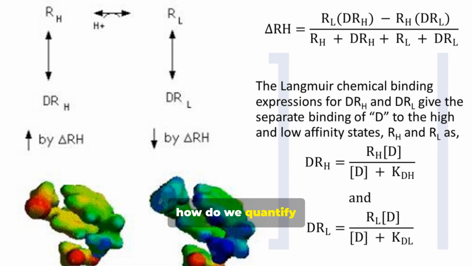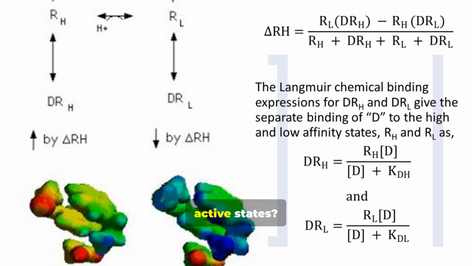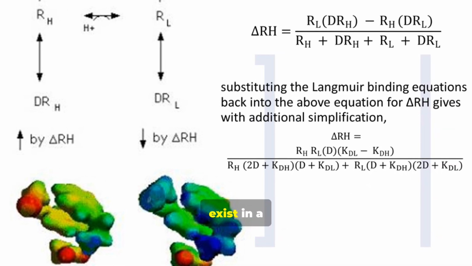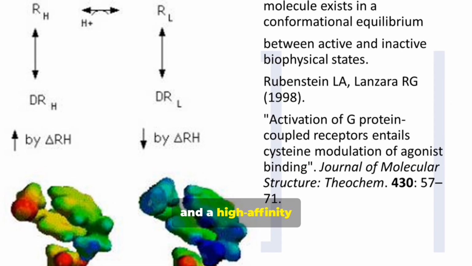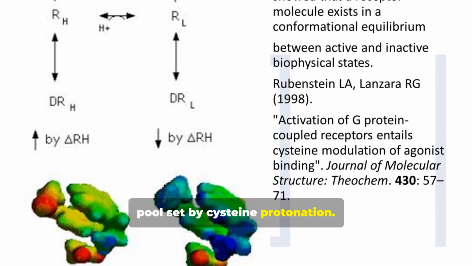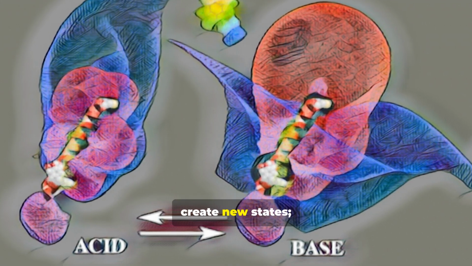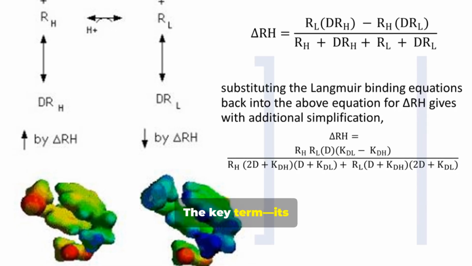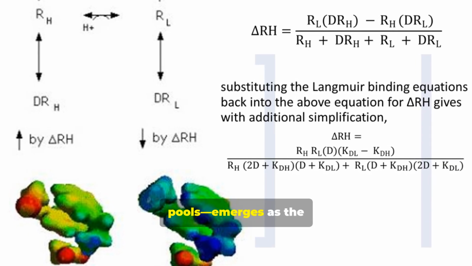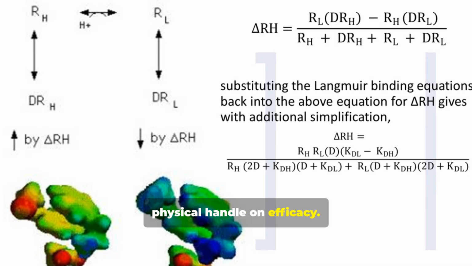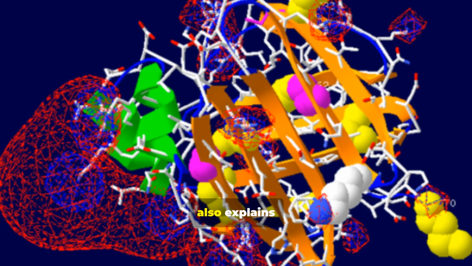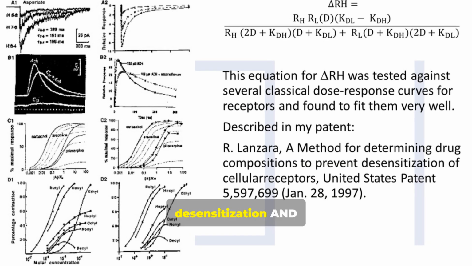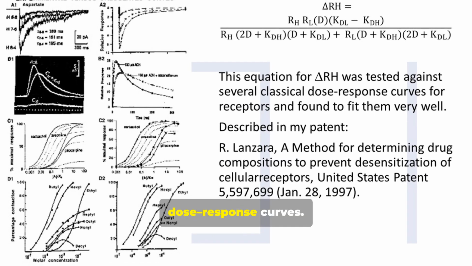Now, how do we quantify all this without inventing imaginary active states? The net shift framework says receptors already exist in a low affinity pool and a high affinity pool set by cysteine protonation. A ligand doesn't create new states, it redistributes what's already there. The key term, its different affinities for the two pools, emerges as the physical handle on efficacy. That single idea also explains constitutive activity, pH effects, redox desensitization, and dose-response curves.